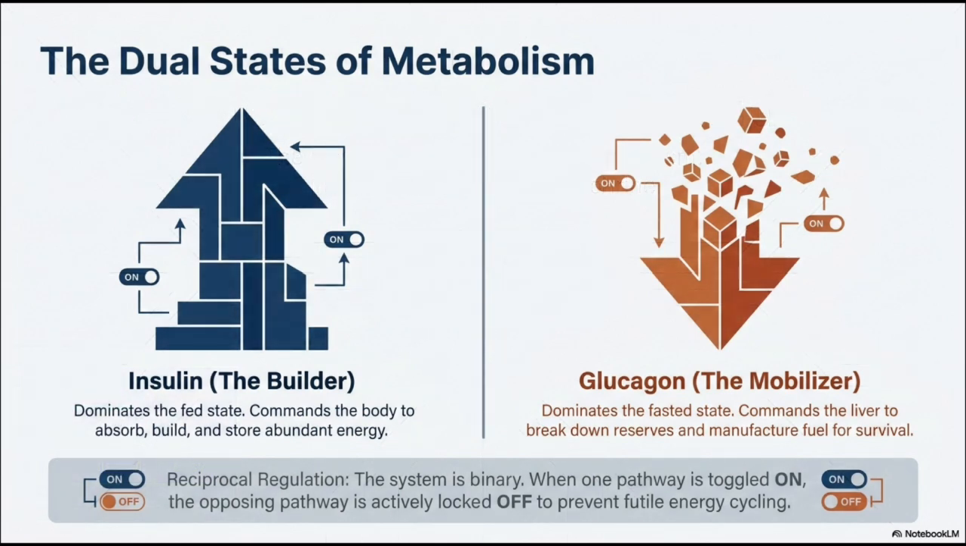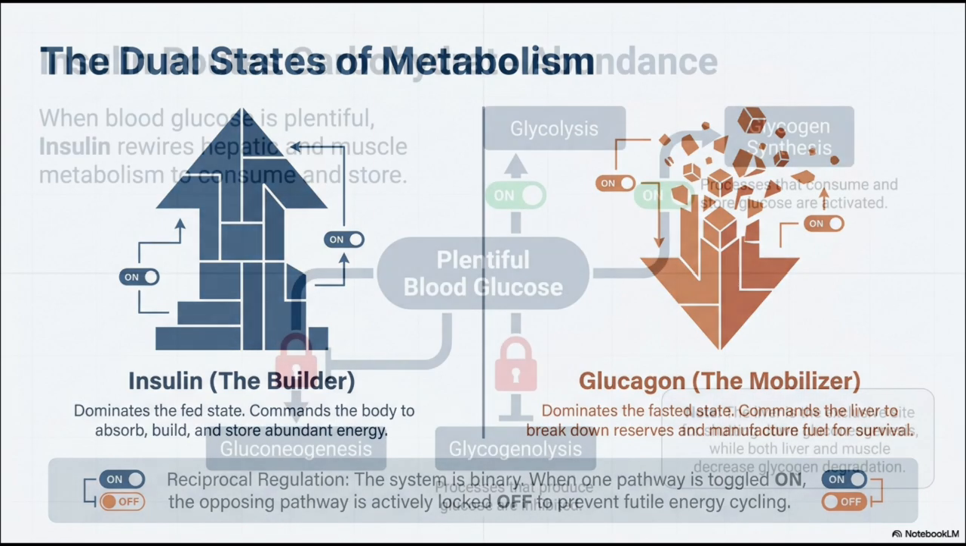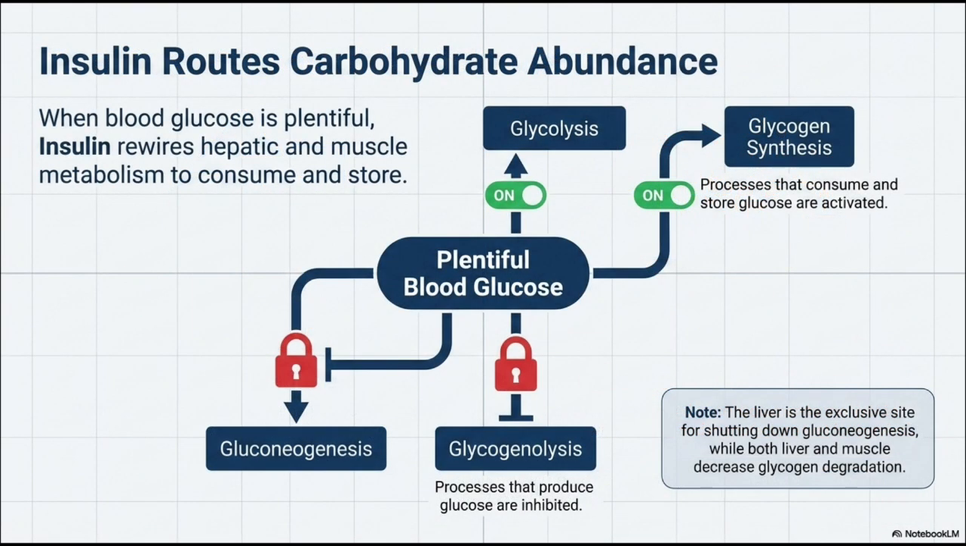So we're going to go into the specific effects of insulin, and first on carbohydrates. There are really a variety of things that get activated, a variety of things that get inhibited. What gets activated is glycogen synthesis and glycolysis, two processes that consume glucose because there's plentiful glucose in the bloodstream. Okay?